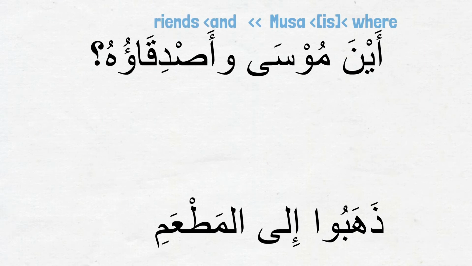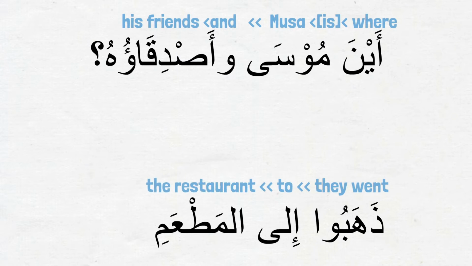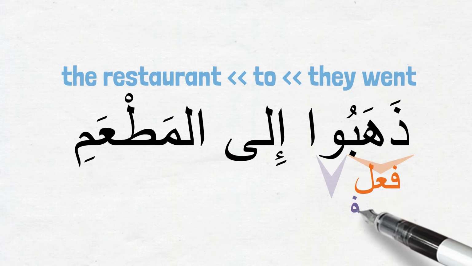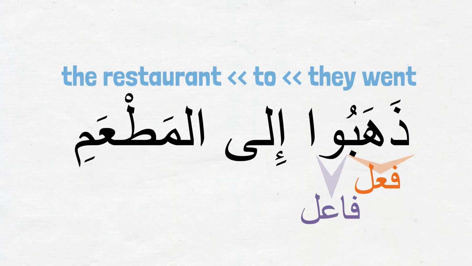أين موسى وأصدقاؤه? Where is Musa and his friends? ذهبوا إلى المطعم. They went to the restaurant. So this final sentence of the dialogue is جملة فعلية because it is starting with the فعل ذهبوا. ذهبوا contains both فعل and the فاعل. The فاعل is الواو. إلى المطعم is جار ومجرور.